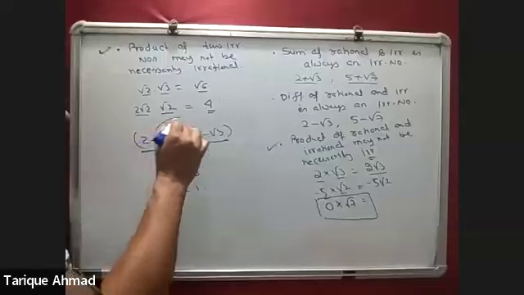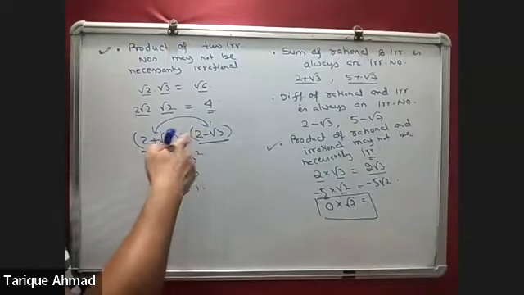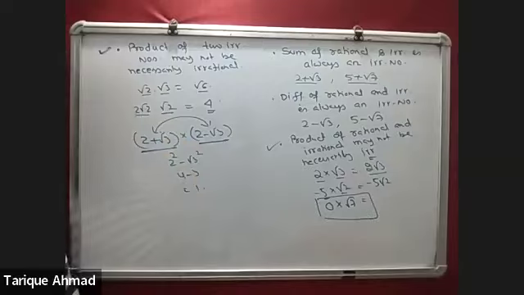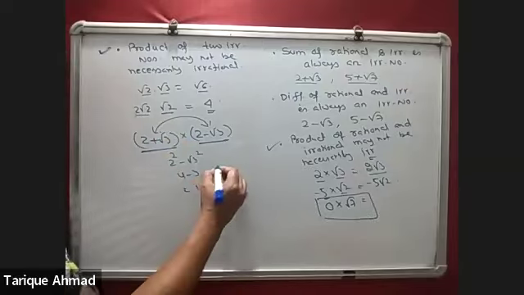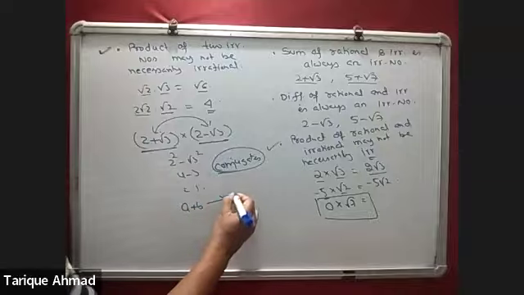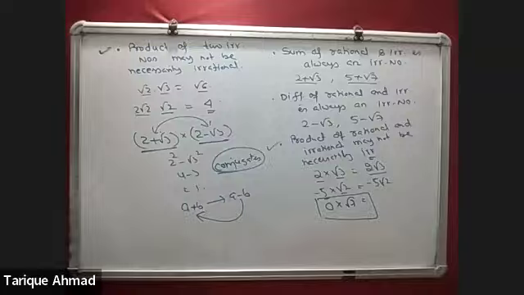What are these called? There is a special name. They are rationalizing factors of each other, but one particular name is given: these are called conjugates of each other. The conjugate of A plus B is A minus B, and the conjugate of A minus B is A plus B. By changing the middle sign, we get the conjugate.